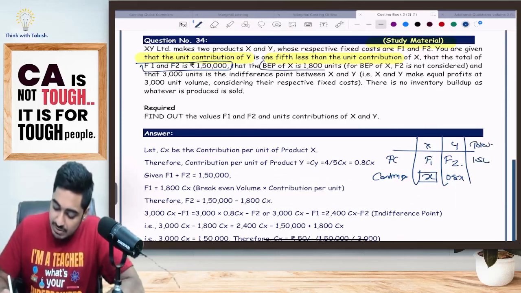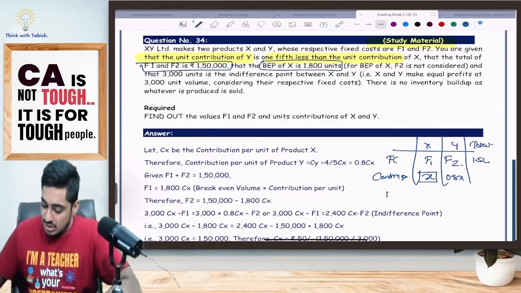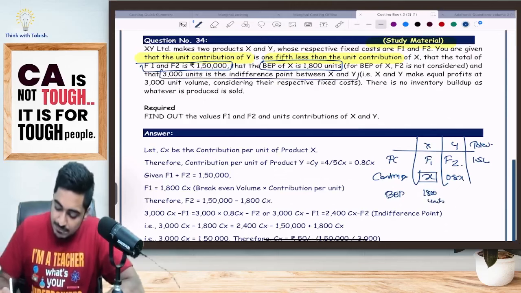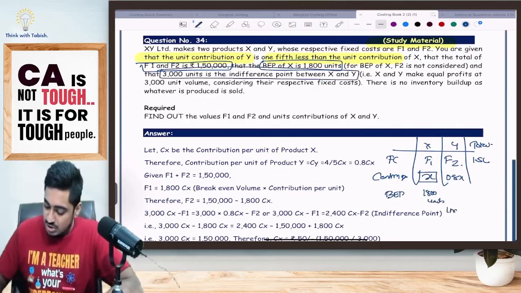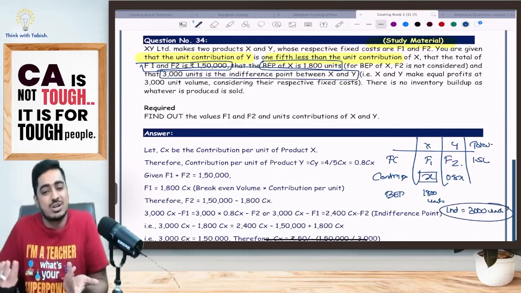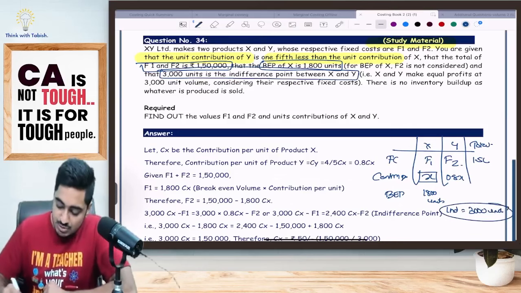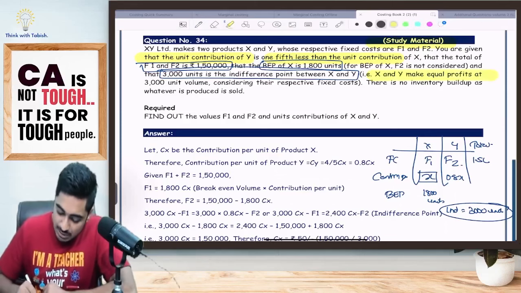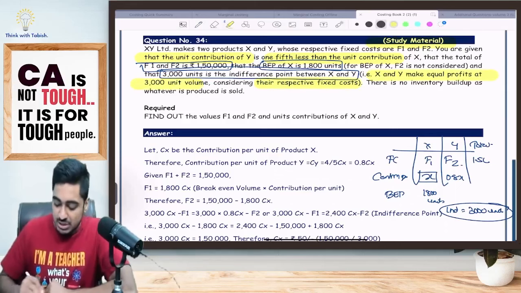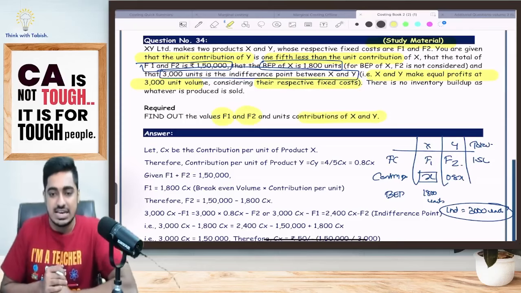Okay, great. Break even point of X is 1,800 units. And 3,000 units is the indifference point between X and Y. What does indifference point mean? That means at 3,000 units, whether I go for X or Y, it does not make a difference. The question is telling us X and Y are going to make equal profit at 3,000 unit volume considering their respective fixed cost. There is no inventory buildup, as whatever is produced is sold. Calculate the value of F1, F2 and contribution per unit of X as well as Y.